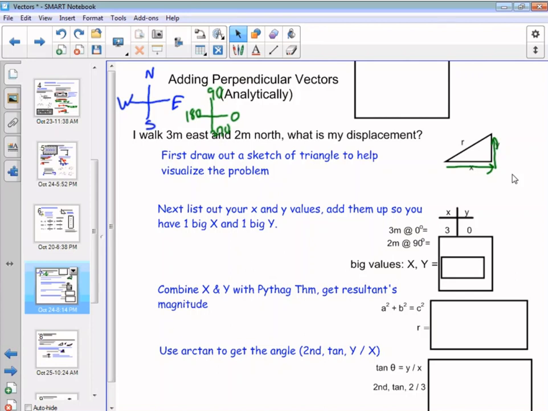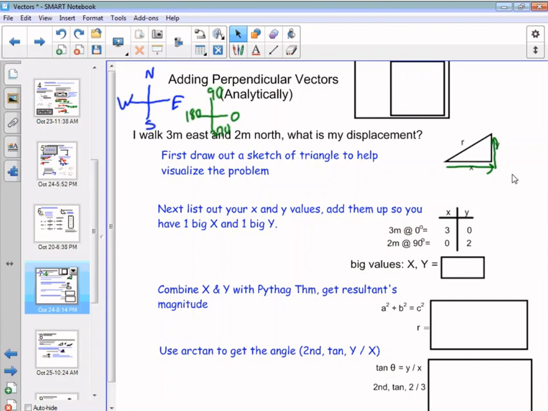Then I'd say, okay, 2 meters at 90 degrees. Well, 90 degrees, that's on the y-axis. So that'd be like saying, what's my y component? Positive 2. What's my x component going to be? 0. So there I go. If I had more vectors, I could just keep adding those on as well. And we'll do examples of that later.